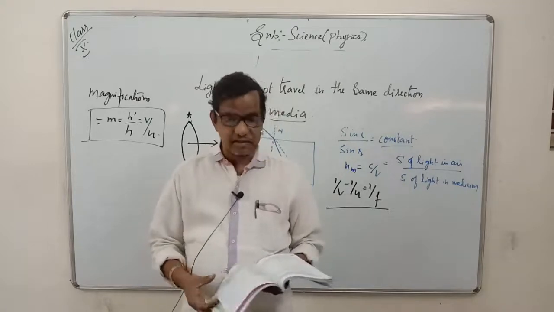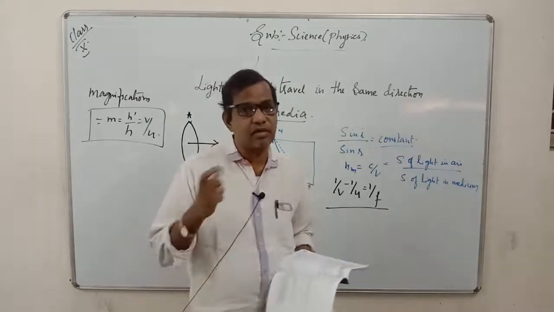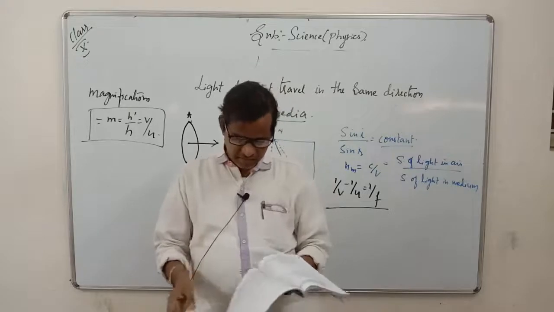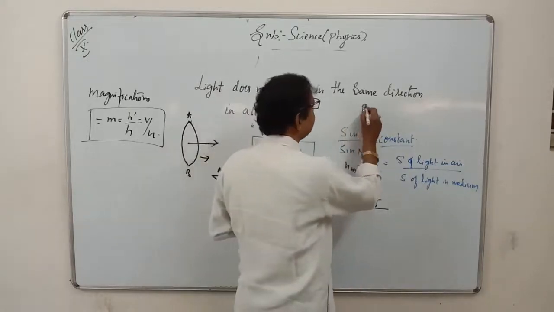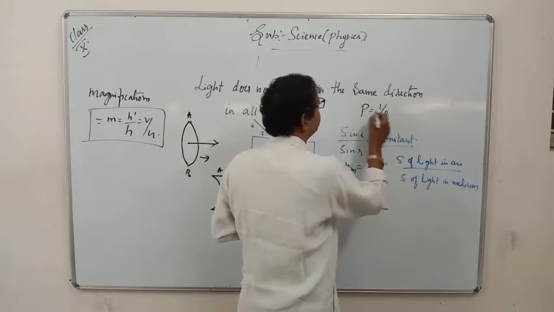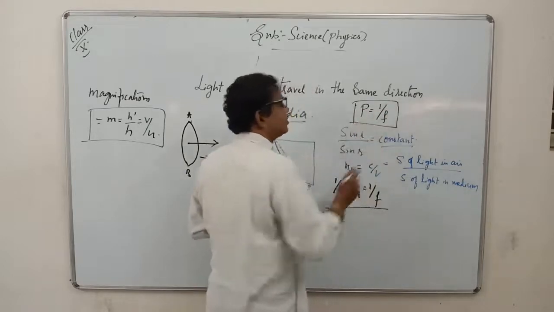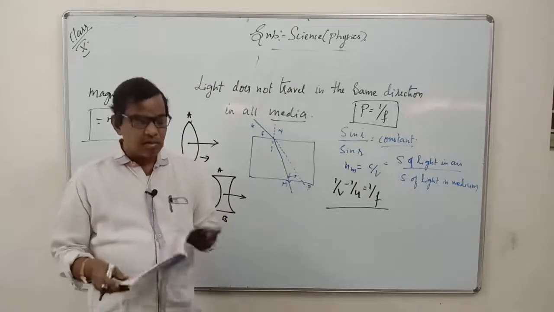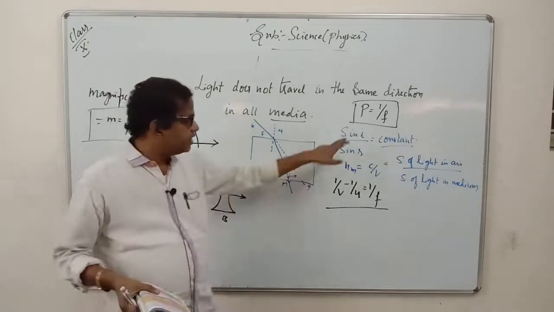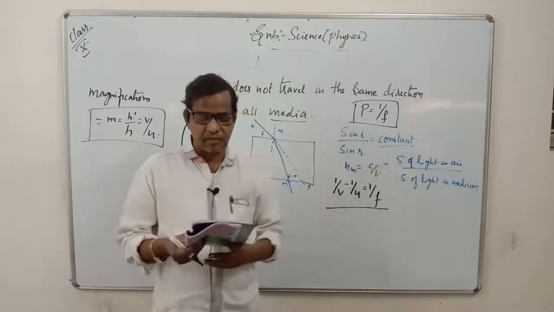Then the power of the lens. What is the power of the lens? How do you calculate the power of the lens, he has given. The power of the lens is nothing but P equals 1 by f. So when you say P equals 1 by f, that is the power of the lens.